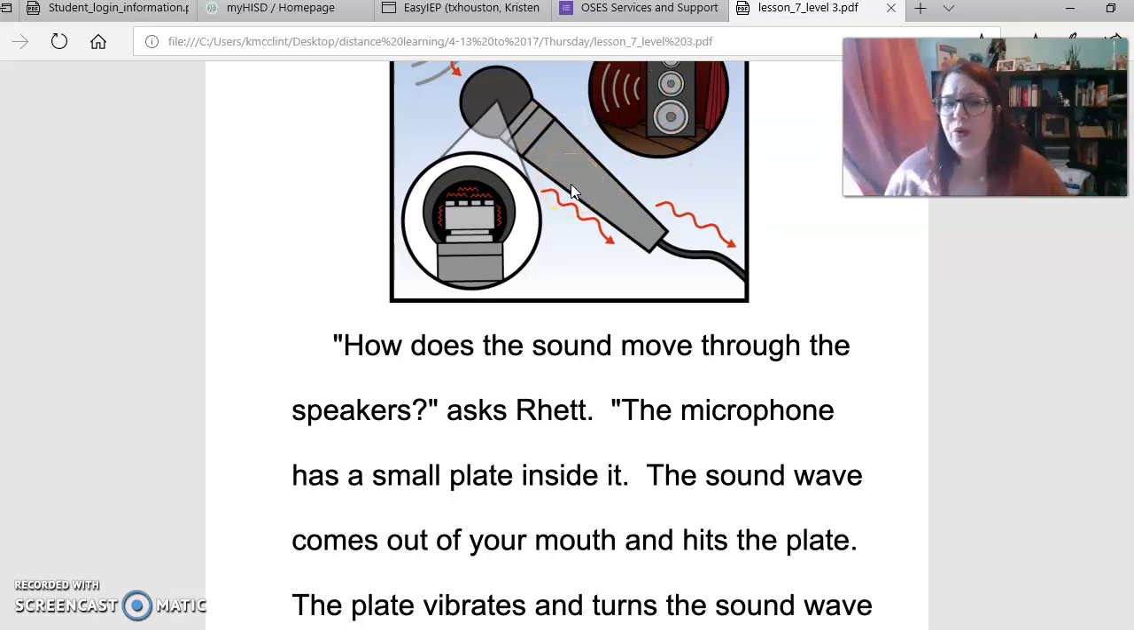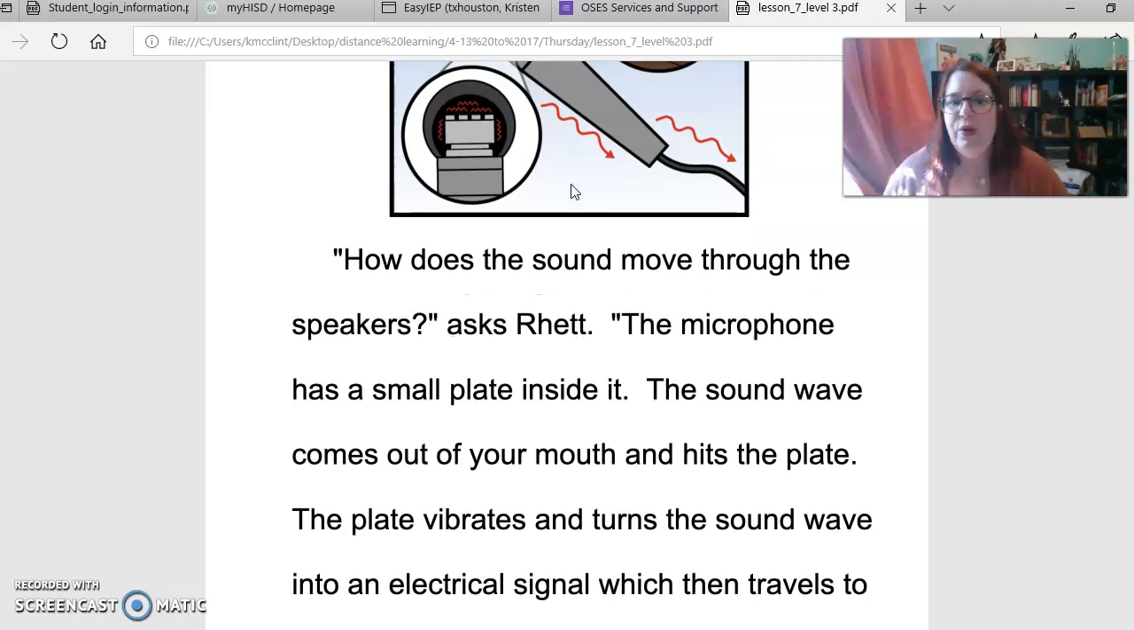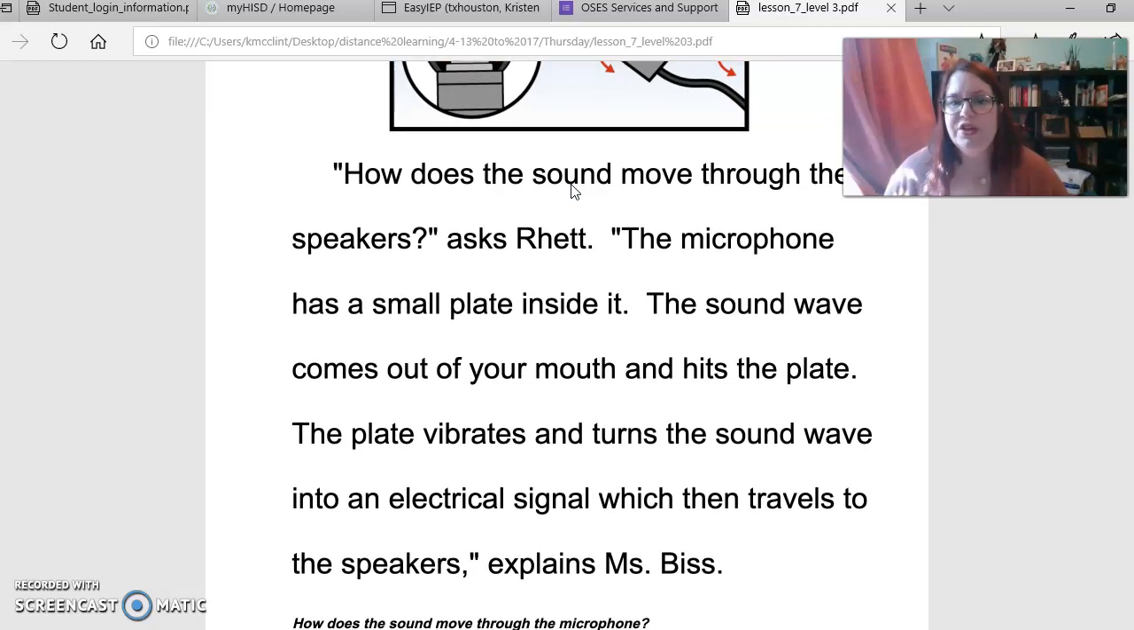"How does the sound move through the speakers?" asks Rhett. "The microphone has a small plate inside. The sound waves come out of your mouth and it hits the plate. The plate vibrates," so vibrate means something shakes, "and it turns the sound wave into an electrical signal, which then travels through the speakers," explains Miss Biss.